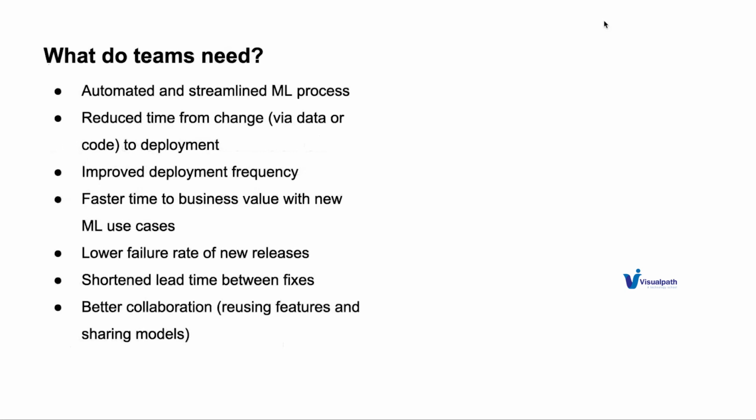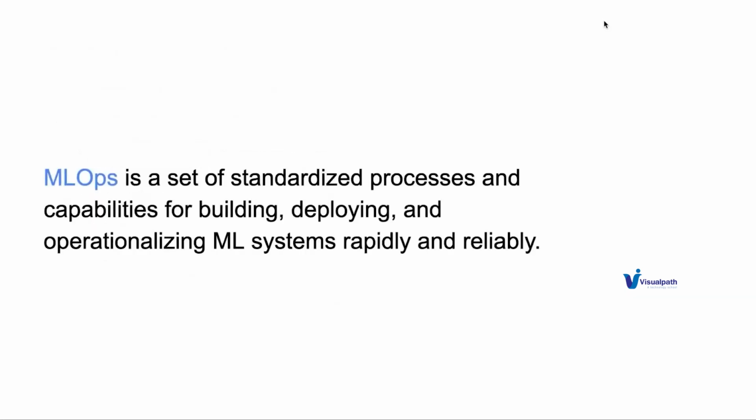So what is MLOps? Let's define it. MLOps is nothing but a standardized process for building, deploying, and operationalizing ML systems. What we mean by ML system, whatever we have seen so far, the data pipeline, training pipeline, and code pipeline entirely integrated together, is called an ML system. So that's what we need to focus on: rapid development and reliably deploying that.